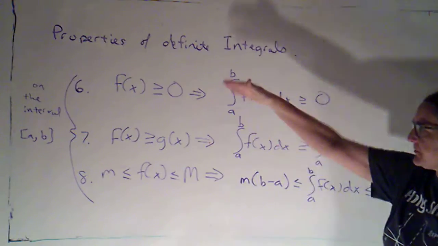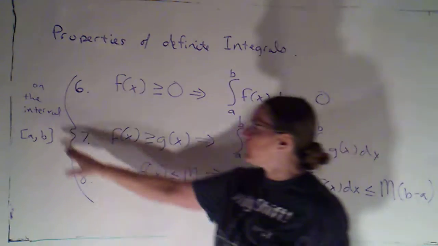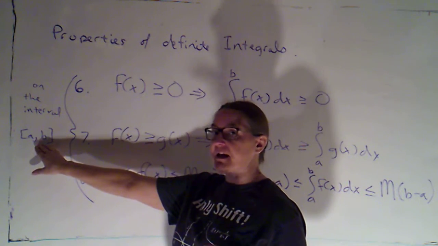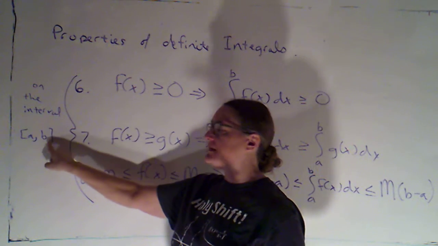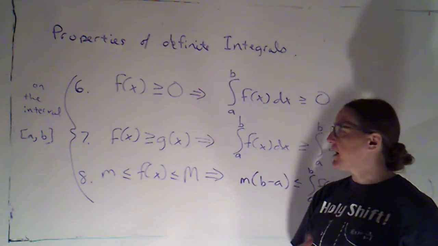Okay, got the last three properties of integrals. They're numbered 6, 7, and 8 up on the board here. All of these are assuming that we're working on an interval from A to B. Now, once I write that that's my interval, A is to the left of B. Interval notation we always give from left to right.